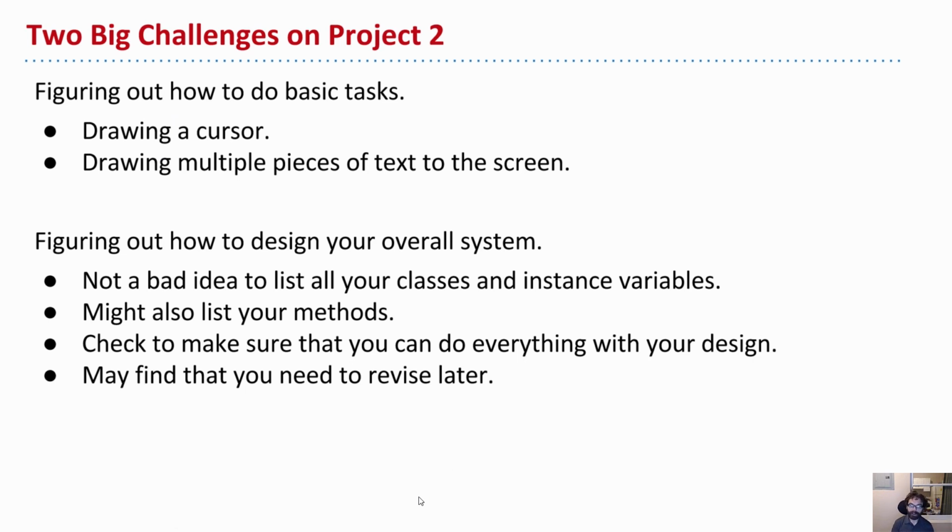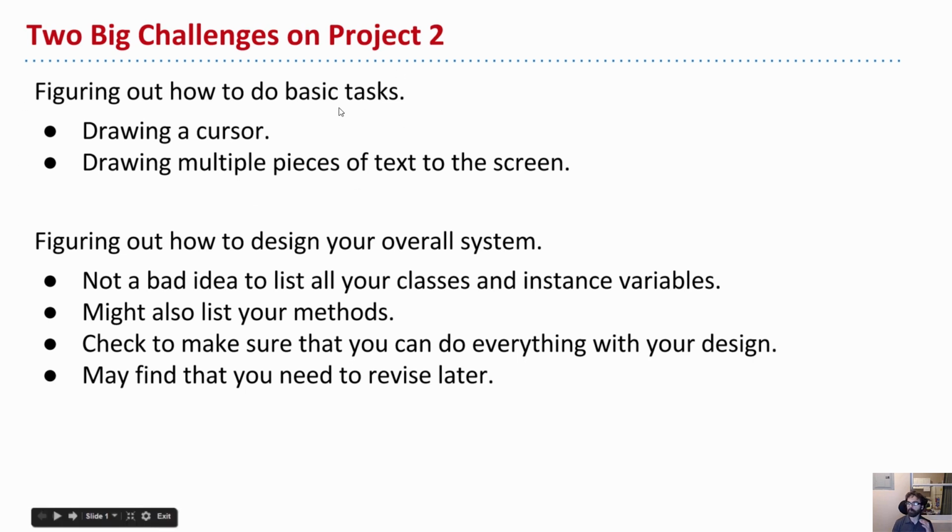So it's not a bad idea to list all of the classes you intend to use, as well as their instance variables. You might even list all of the methods in those classes. We'll do a little investigation of what such a design might look like. After you've done that, you can check to make sure that all the things you're supposed to do, supporting clicking and arrow keys and so forth, you can do with your design. Of course, you may find later you need to revise things a little bit, but at least this way you have a big document that explains how things are supposed to work, something in English that you can understand and then come back and fix if you need to make any big changes.